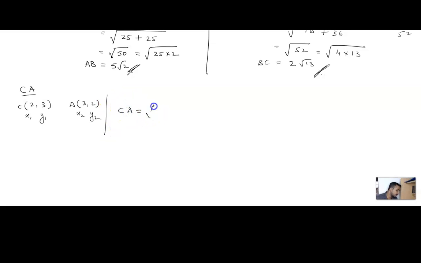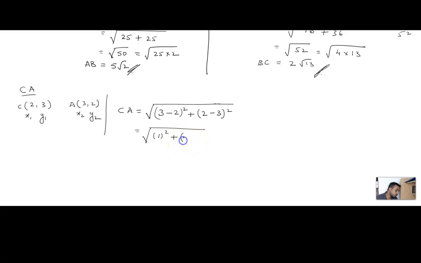CA is equal to root of (x2 minus x1) whole square plus (y2 minus y1) whole square. x2 is plus 3 minus x1 is plus 2 whole square, plus y2, that is plus 2, minus y1, that is plus 3 whole square. That is equal to root of (3 minus 2, that is 1) square plus (2 minus 3). In 2 can you subtract 3? No, we cannot subtract 3 from 2.